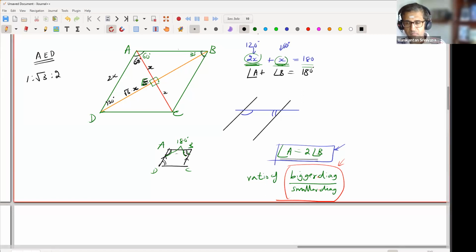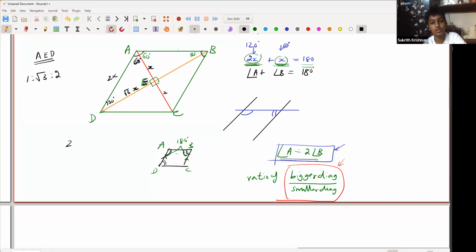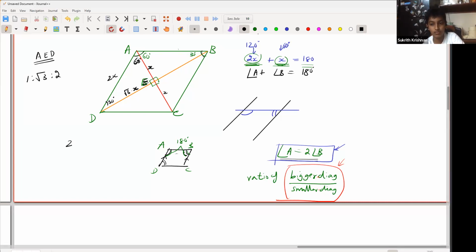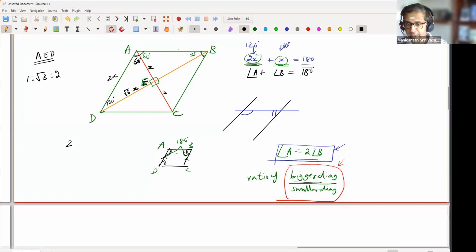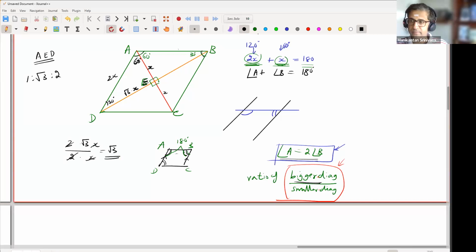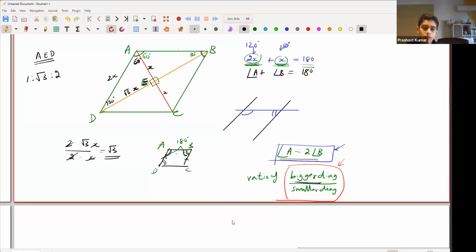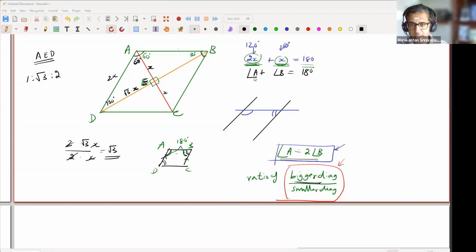Continue, Sukrit. So the ratios between the diagonals will be 2 is to root 6. Actually, I'm asking the bigger diagonal to the smaller diagonal. So it's 2 times root 3 times x upon just 2 times x. Therefore, the ratio just becomes root 3 is to 1 or just root 3. Does it make sense to everyone? Prashant, this is clear to you? I wrote it in the chat. The answer is root 3 is to 1.